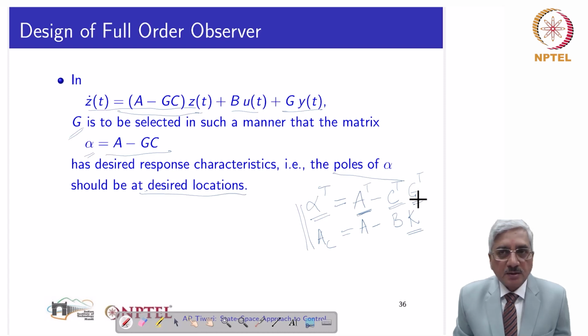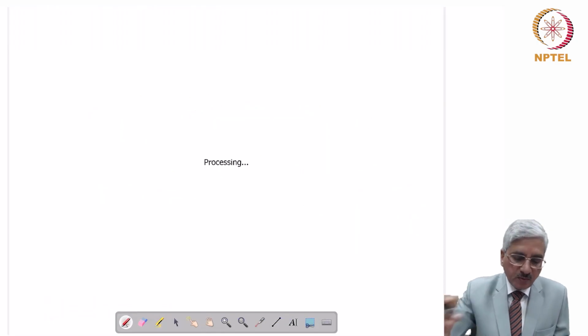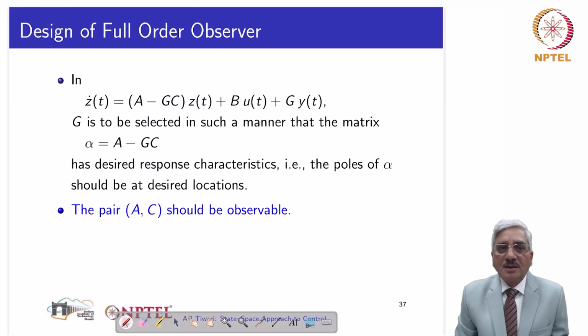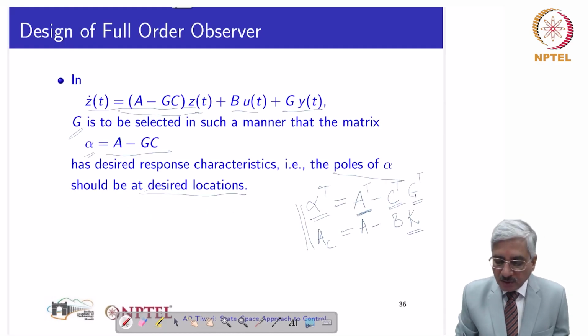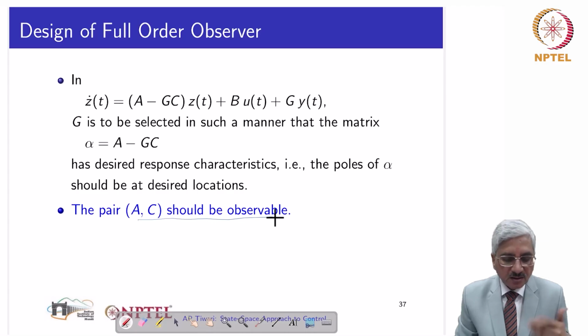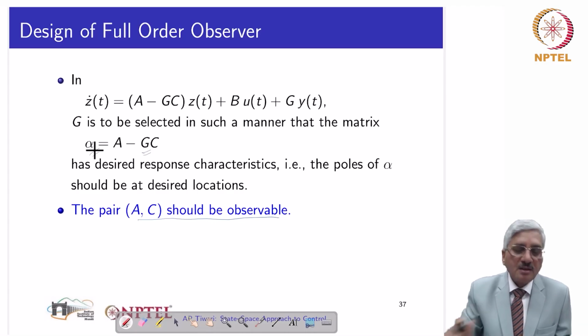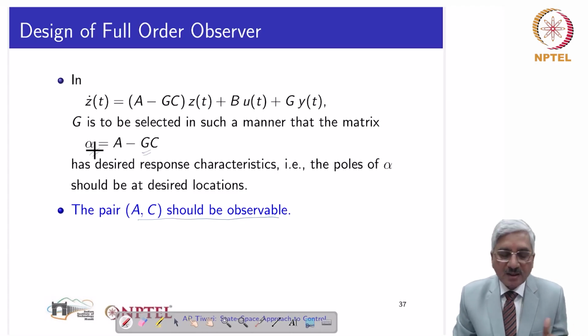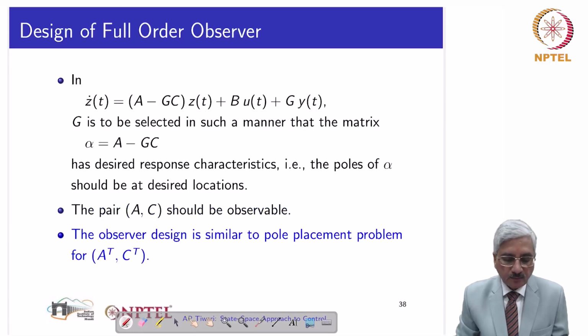So the design of the full order observer can be carried out in the same way as the state feedback gain which we did through pole placement. Of course, there the condition was that AB should make a controllable pair. Now similarly, A transpose, C transpose should make a controllable pair, which is equivalent to saying that AC should make an observable pair. So if AC is observable, G can be designed to obtain a desired alpha, or alpha having a desired characteristic polynomial. And of course, as I wrote some time back, this pole placement has to be carried out for A transpose, C transpose, thereby we will get G transpose and so G.